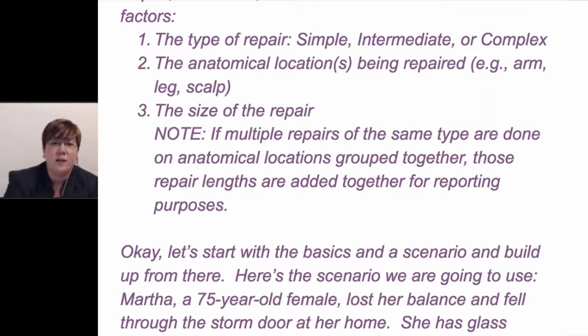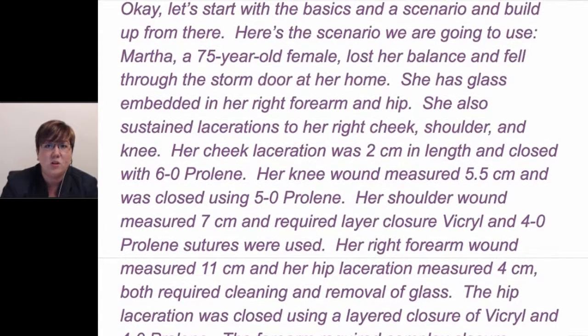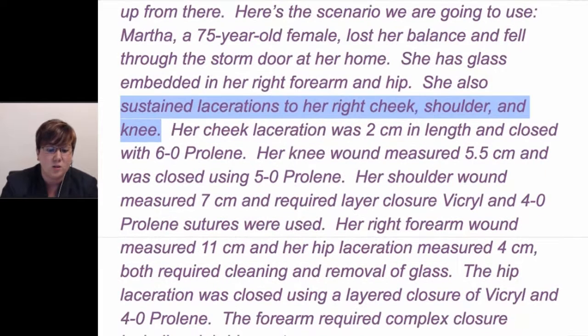So let's look. I've got a scenario here in my answer sheet that we're going to kind of talk through. A little farther down on the page. So we've got Martha. Martha's a 75-year-old female. She lost her balance and she fell through the storm door at home. She's got glass embedded in her right forearm and in her right hip. And she also sustained a laceration to her right cheek, her shoulder, and her knee. So we've got 5 different places that were injured, right? We've got the forearm, the hip, the cheek, the shoulder, and the knee. Poor Martha. She had a heck of a day.